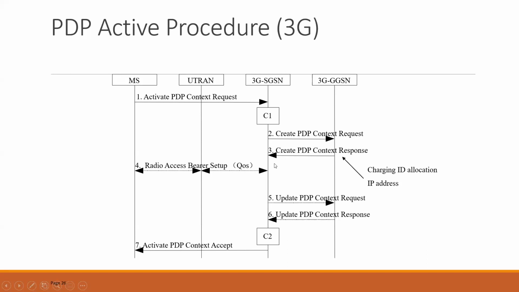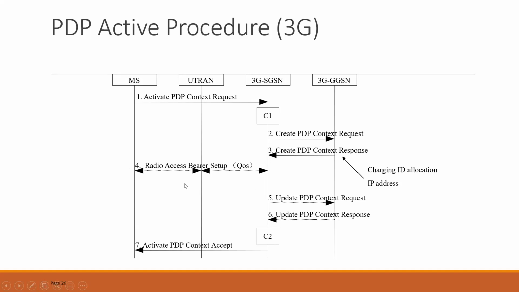Now comes an interesting concept of RAB assignment, the radio access bearer assignment. Like I explained to you, there are a limited number of bearers that are available under the coverage of one 3G node, a Node B. So whenever you are asking for a PDP context activation, it will ensure that a new bearer is assigned to you.